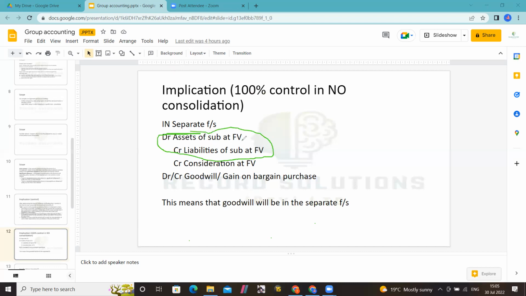Let's say here you debited 100,000 in assets. In total, all of these assets, when you debited them, equal 100,000, and their liabilities equal 80,000. So what does it mean? It means that the net identifiable assets are going to be equal to 20,000. We agree on that. And then let's say the consideration at fair value in total was equal to 30,000.